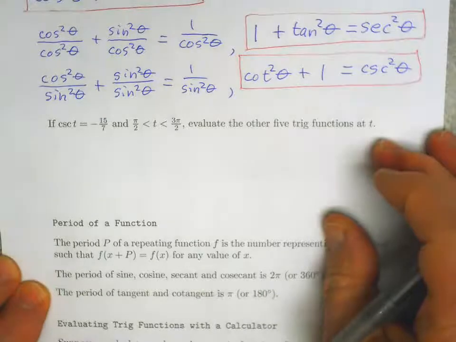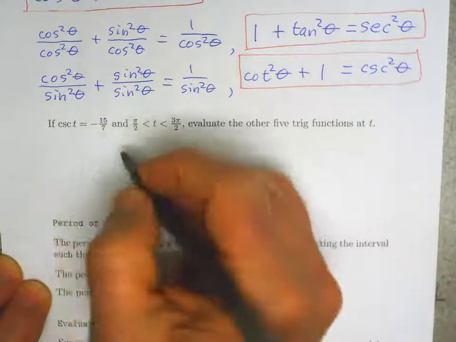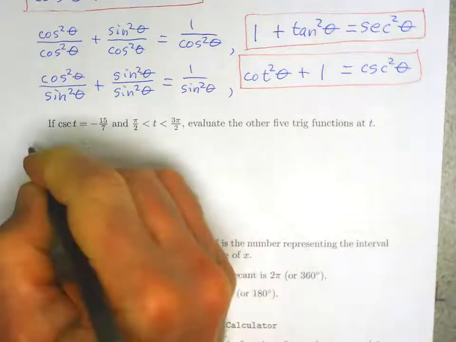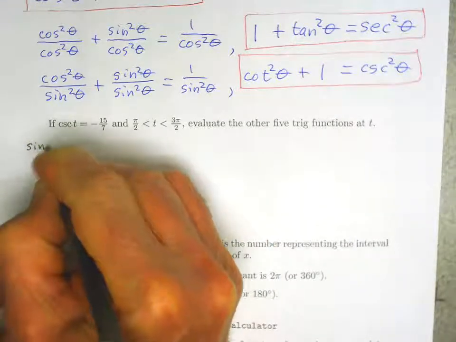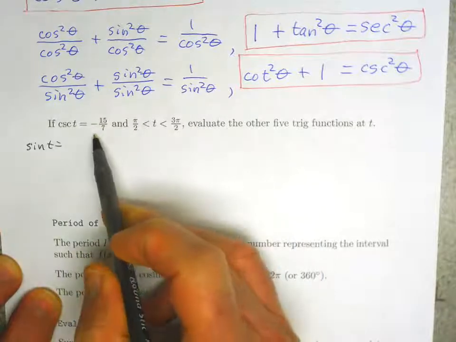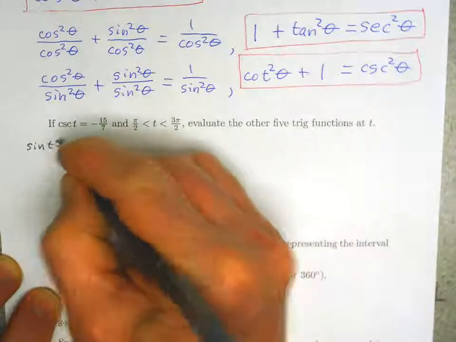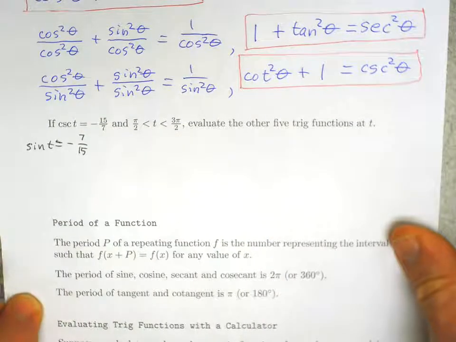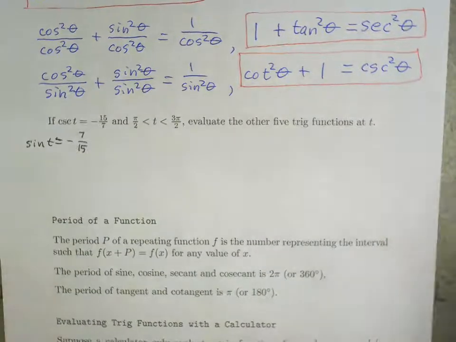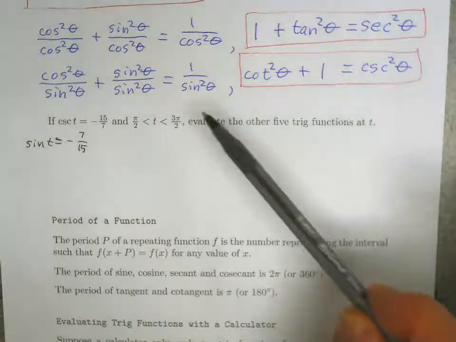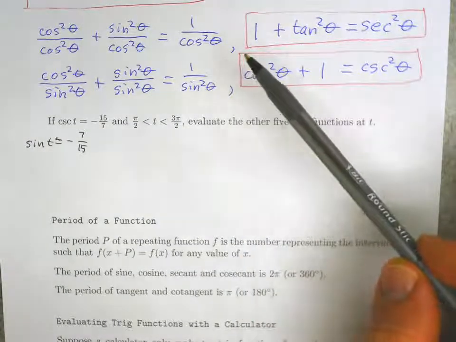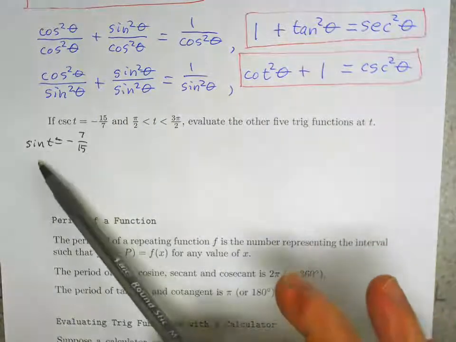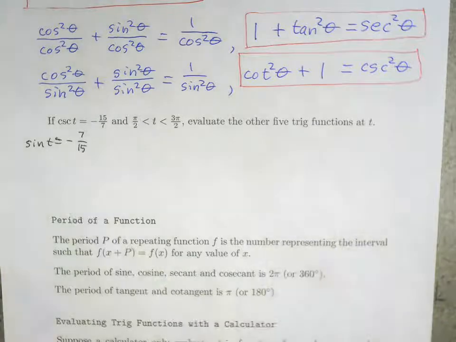So why do I know that? Well, cosecant of t is the reciprocal of sine of t. So sine of t is the reciprocal of negative 15 over 7. So negative 7/15. And we do know that in the second quadrant, that's from pi over 2 to pi, we know that sine is positive in the second quadrant. So t has to be in the third quadrant.